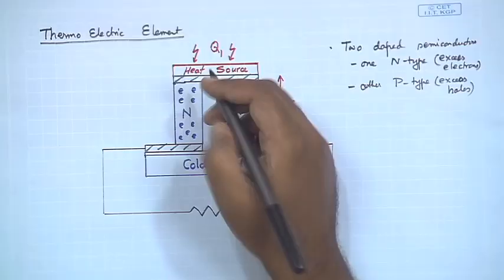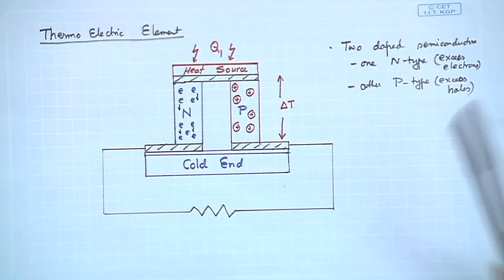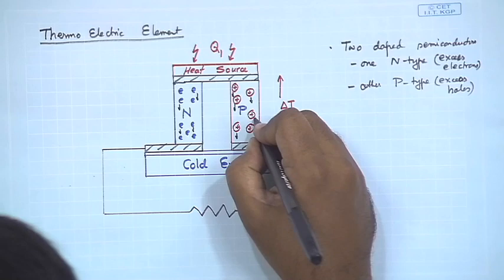Now, what are these charge carriers? These charge carriers are holes in the p type and electrons in the n type. So, let us look into this picture again. Net, these electrons would like to flow from the hotter end to the colder end, and similarly the holes would also like to migrate from the hotter end to the colder end. Clear?